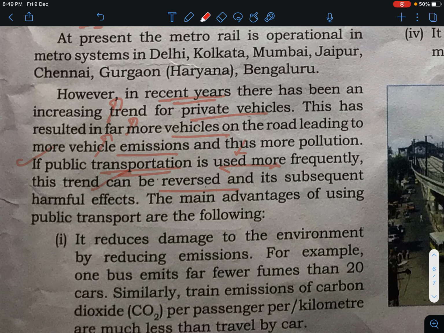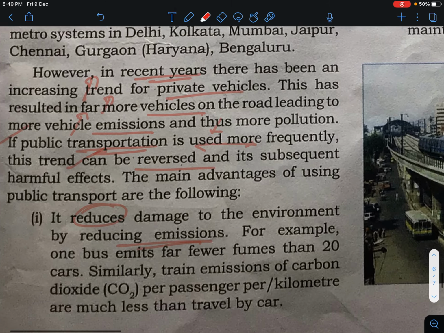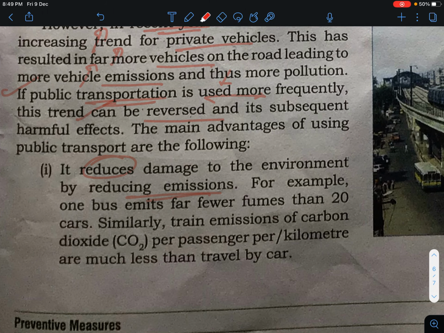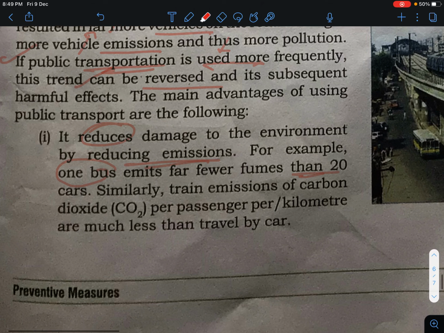The main advantages of using public transport are as follows. First, it reduces damage to the environment by reducing emissions. For example, one bus emits far fewer fumes than 20 cars. Similarly, the train's carbon dioxide emissions per passenger per kilometer are much less than those of travel by car.